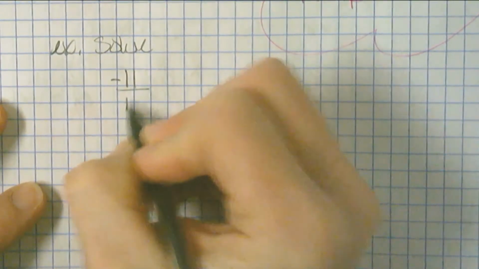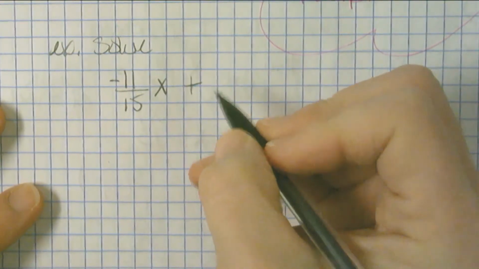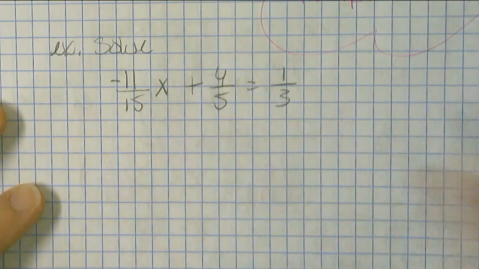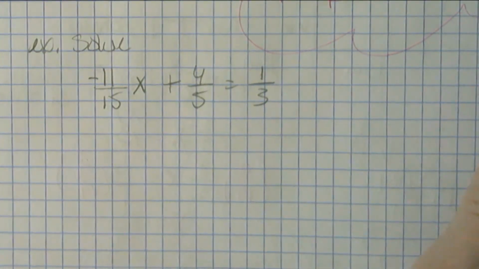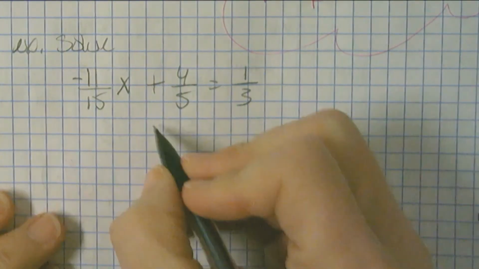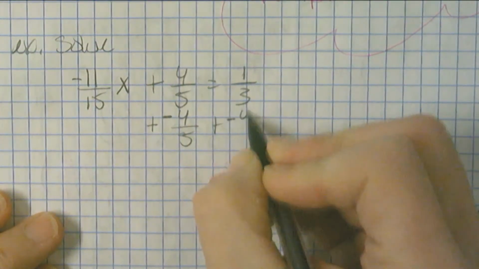negative 11/15 times x plus 4/5 is equal to 1/3. What's the first thing I need to do to start solving this? Cameron? Yeah, and I'm going to say add a negative, but I agree with you. Add a negative 4/5 to both sides.